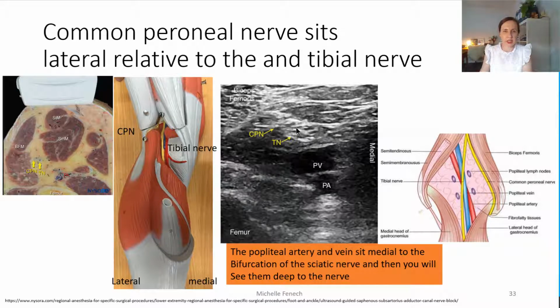So this is just the same picture, but we can still see tibial nerve and common peroneal nerve. They sort of sit close together before they separate out. But we can still see our popliteal vein is more superficial to our popliteal artery in this transverse sonographic view.